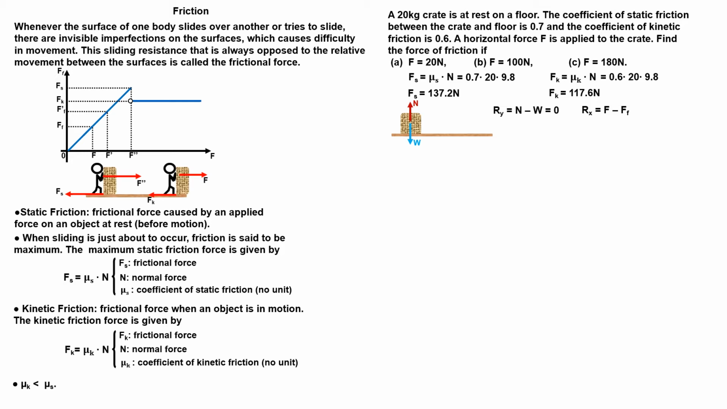We apply Newton's second law in the horizontal and vertical directions. The component of the resultant force in the vertical direction is 0, so the weight is equal to the normal force. In item A, the force F is equal to 20 newtons. As long as the force F is less than 137.2 newtons, the force of static friction will keep the crate stationary. Newton's second law tells us that the friction force is equal to 20 newtons.